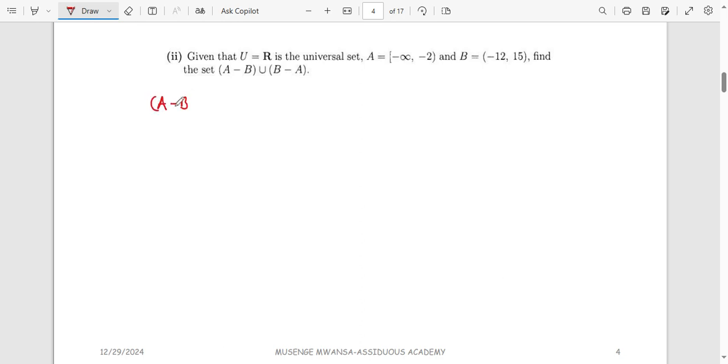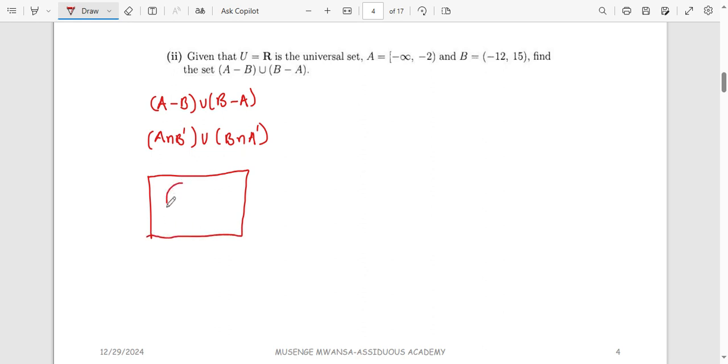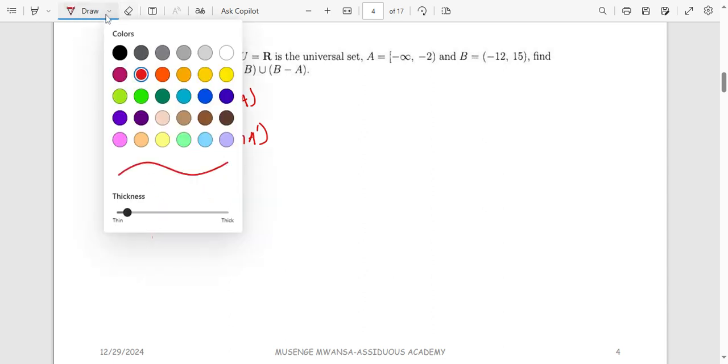A minus B union B minus A. A minus B just means A intersection B complement. Union B minus A means B intersection A complement. If this was put in a Venn diagram, look at the way the set is going to look. This is A, this is B. A intersection B complement means what is in A but is not in B. It is this region. B intersection A complement means what is in B but not in A. It is this region. So if they ask you to shade, this would be the shading. This is just telling you that we can't simplify this any further than the way it is.